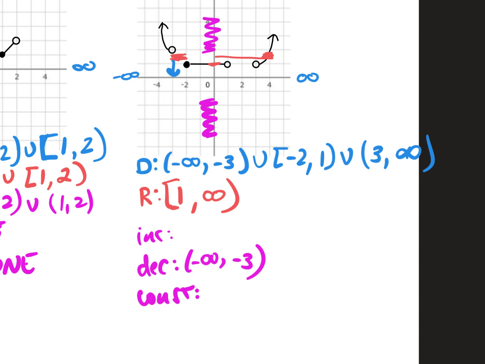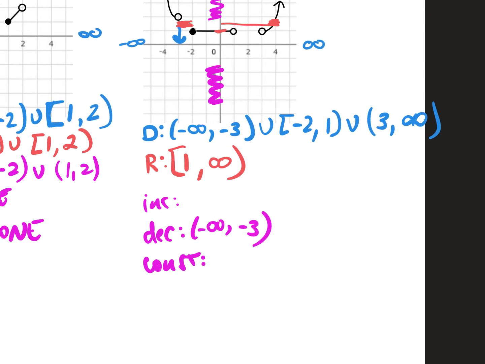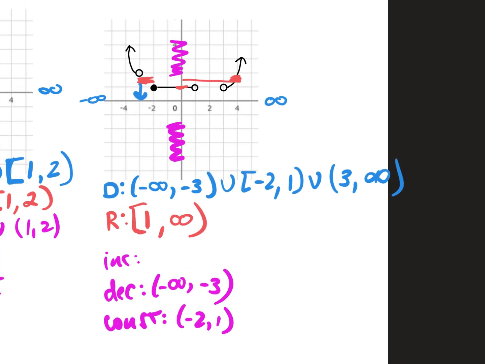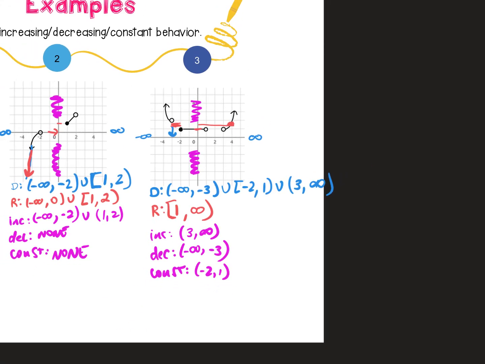Then what happens from negative 2 to positive 1? It's constant from negative 2 to positive 1. And then what happens? There's only parentheses on increase, decrease, constant. Always. And then what happens? From where to where? Positive 3 to infinity. Perfect. Good job.